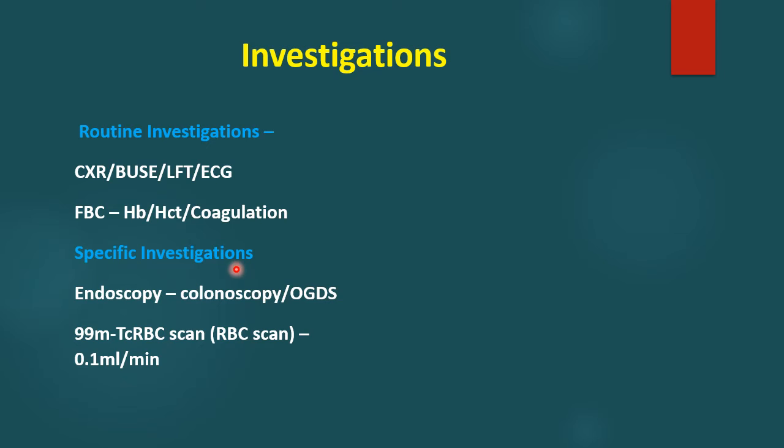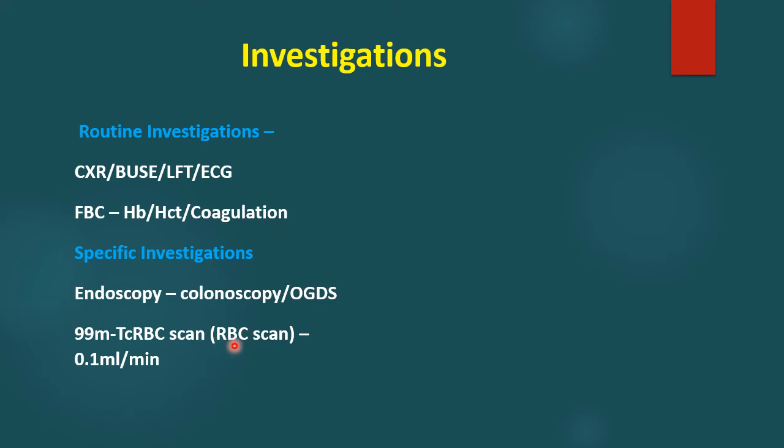Specific investigations include, most important, endoscopy, and the mainstay of investigation and treatment is colonoscopy. A colonoscopy is a must-do investigation for patients with lower GI bleed. Sometimes upper endoscopy also needs to be done if you are unable to exclude upper GI bleeding as a cause.